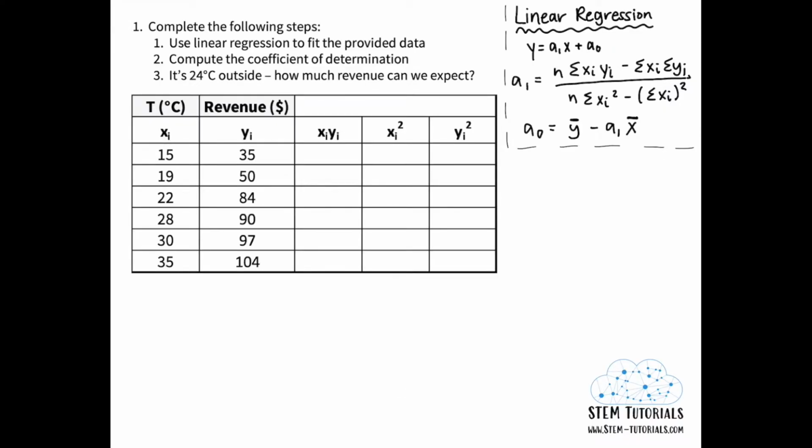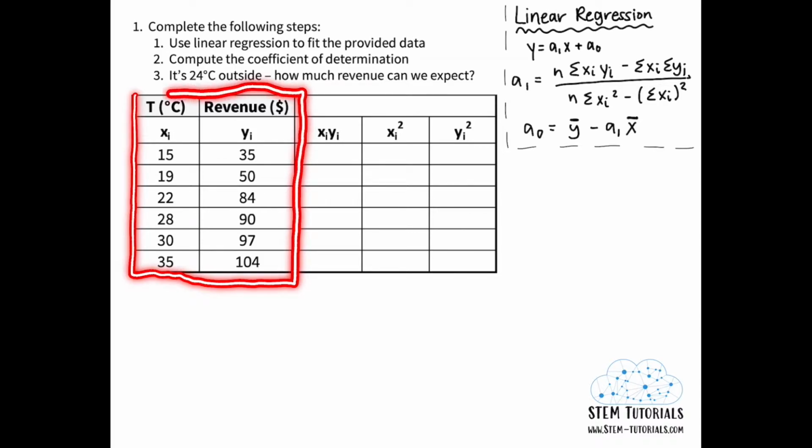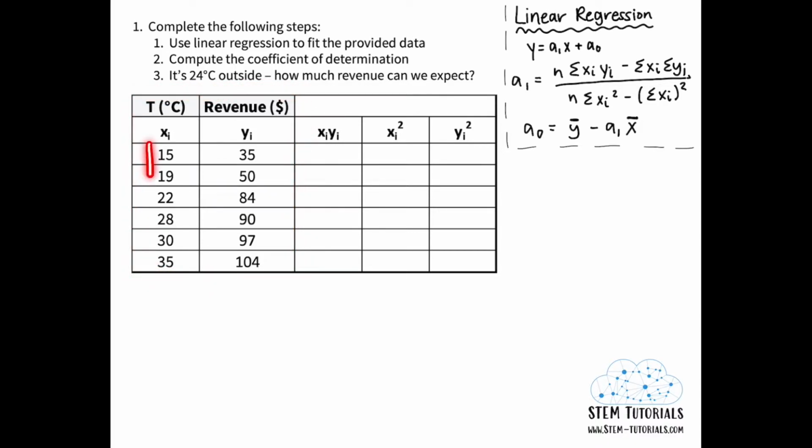So let's start by solving question number 1 together. Part 1 of question number 1 says, use linear regression to fit to the provided data. So here you'll see that we have data relating temperature to the revenue of ice cream sold. So as you can see, as the temperature increases, more ice cream is being sold.